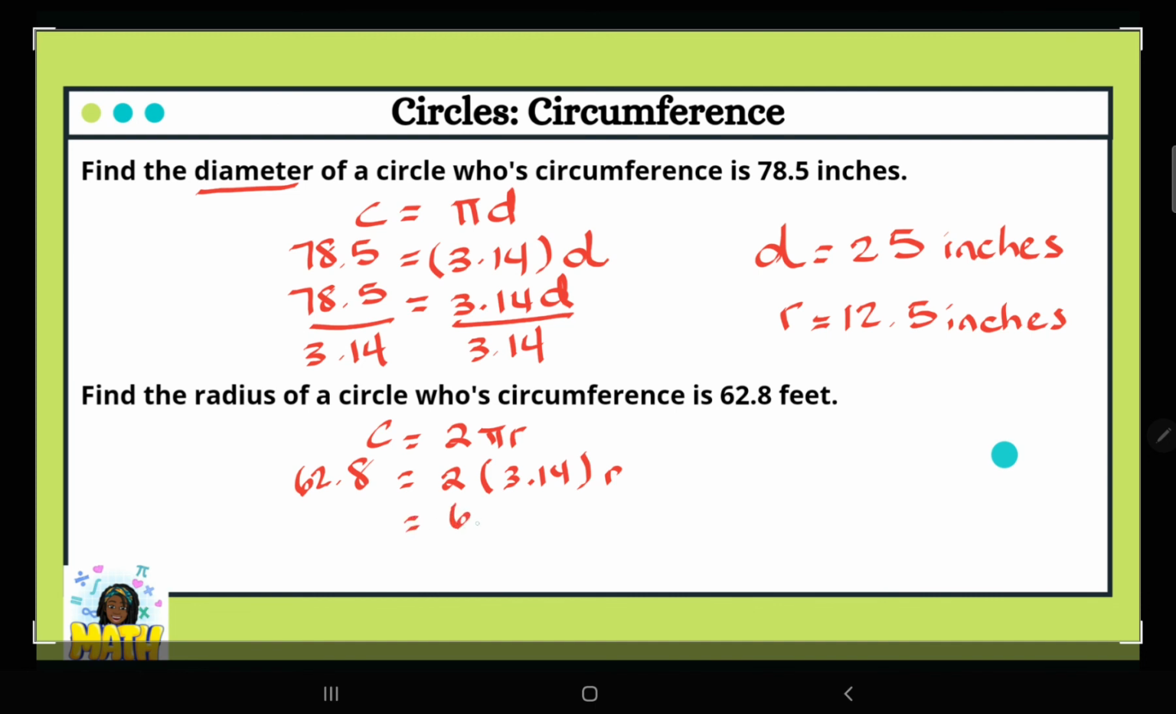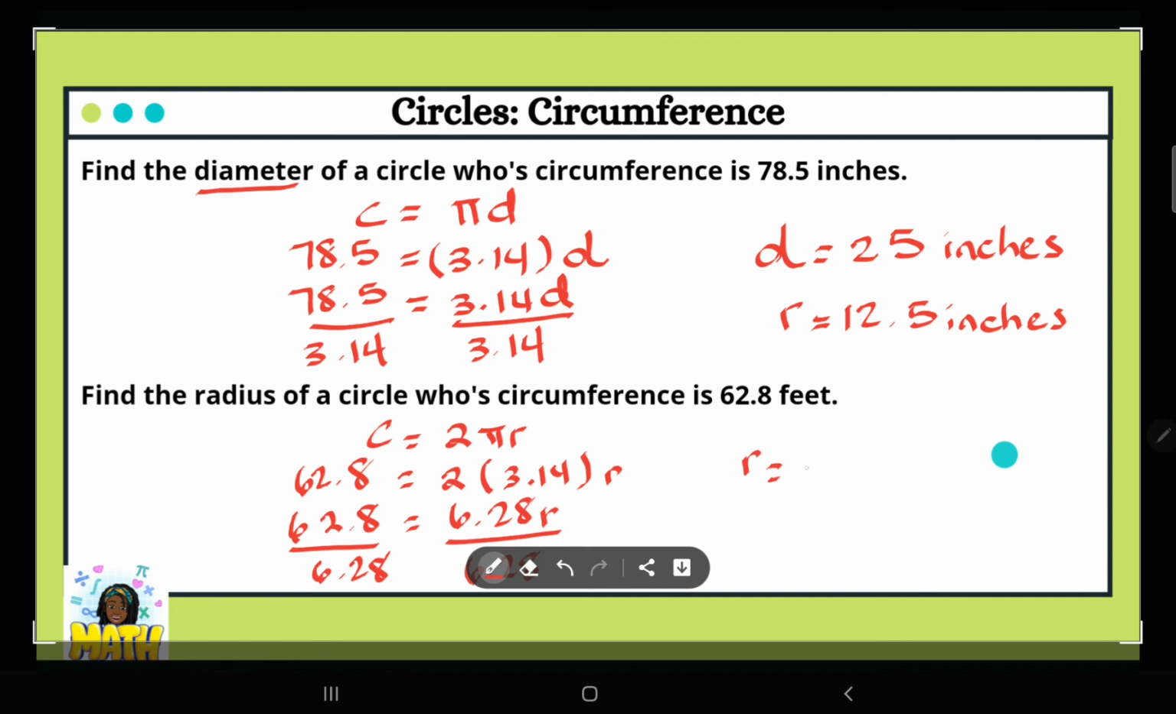This gives us 6.28 r, and then we have 62.8. Inverse operation is to divide both sides by 6.28, and we find that our radius is equal to 10 feet. Now, if we wanted to find the diameter, we would multiply the radius by 2, so the diameter would be 20 feet.